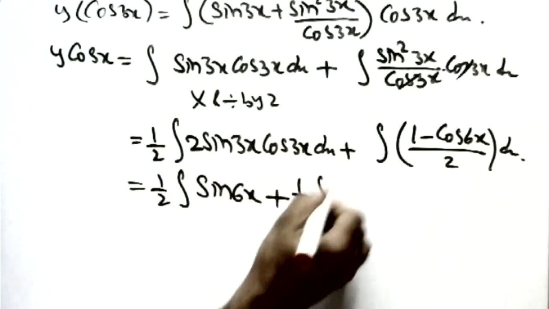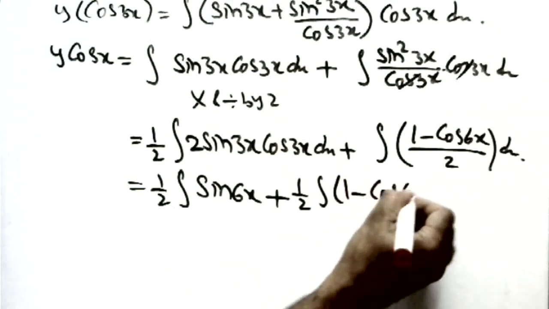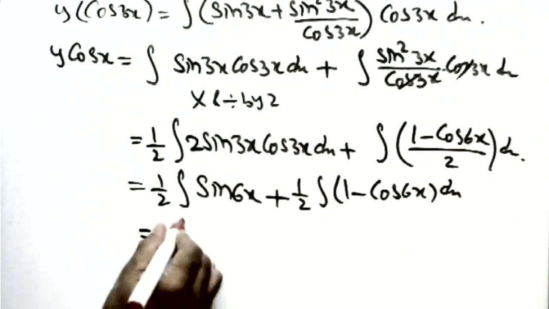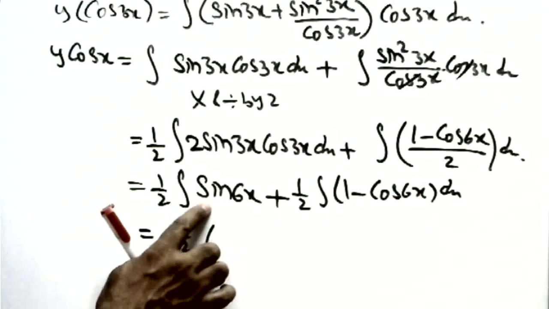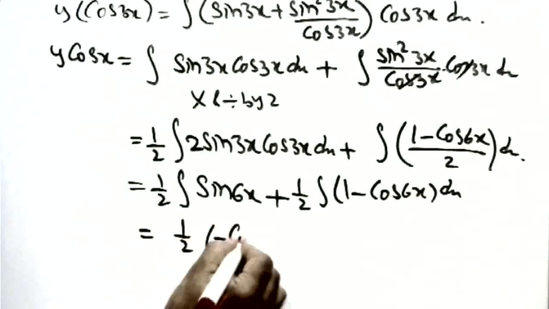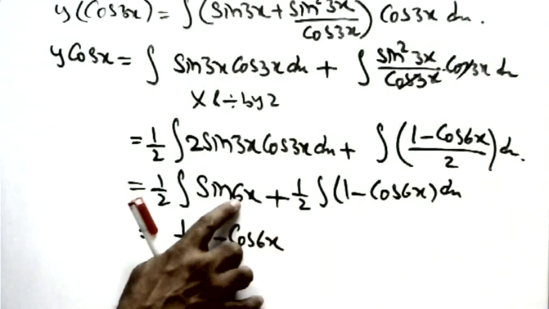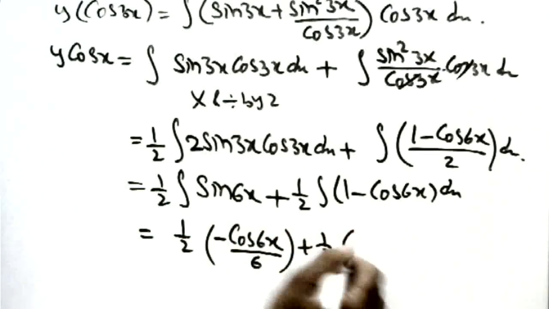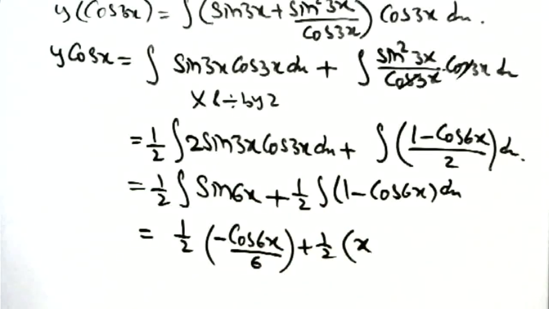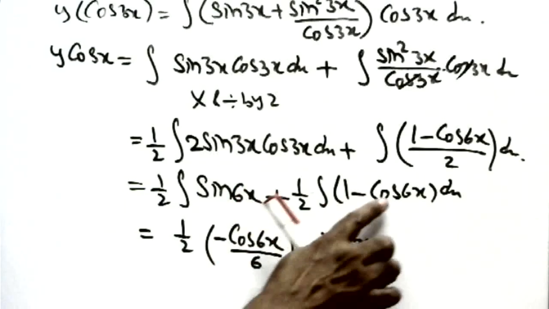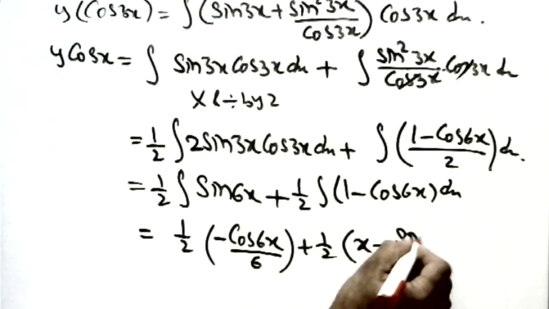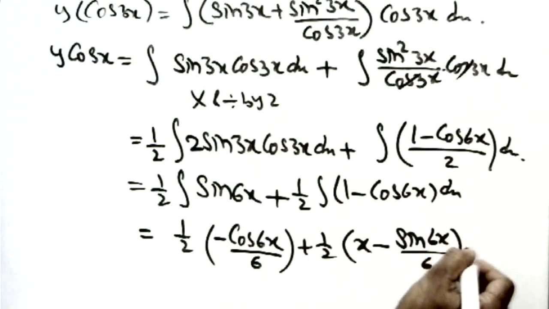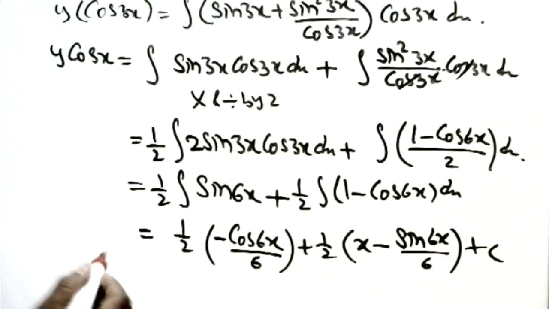Plus, let me write this half outside. What is left here? 1 minus cos 6x dx. I put this 2 outside the integral. Now let me continue. 1 by 2, integration of sine is minus cos 6x. But we are having 6 with x now. In integration, we have to divide by this number. Plus 1 by 2 into integration of 1, which will be x, minus integration of cos, which is sine 6x. But we are having 6 with x, so we have to divide by 6. Let me write plus c.